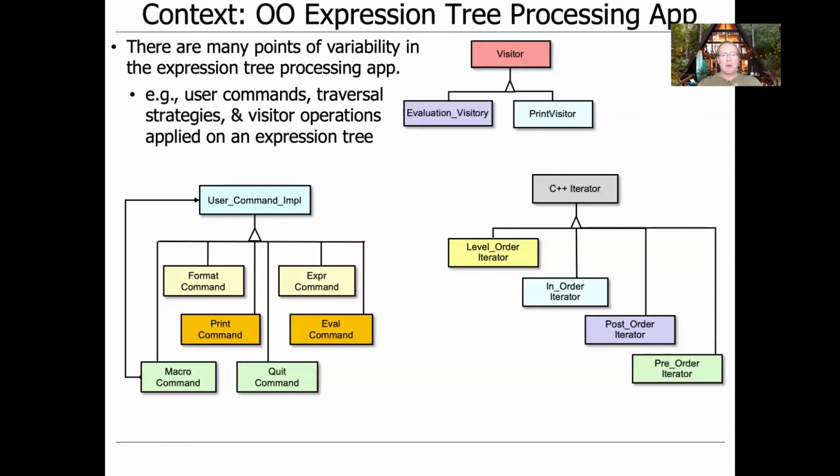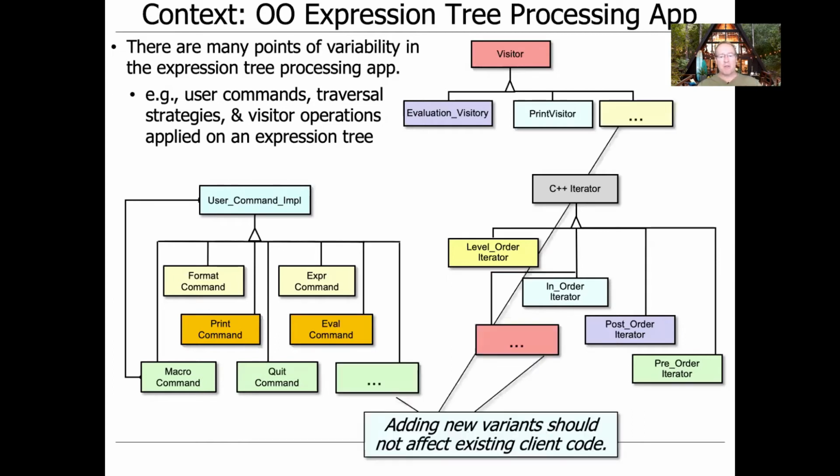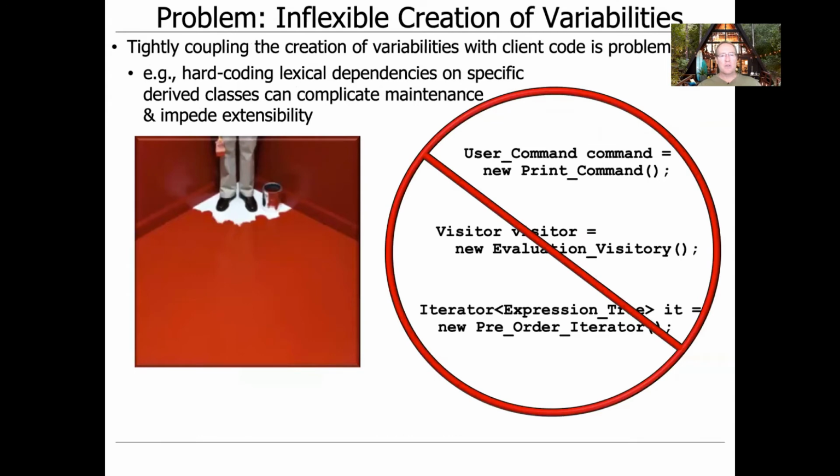So here's just a little bit more detail about all the different types of variabilities. We can have all those different types of user commands. We can have a bunch of different types of C++ iterators. We can have a bunch of different types of visitors. And rather than hard coding those things, we're going to make them creatable by factories. And the reason why this is so important is we want to be able to add new variants to our implementations without affecting the client code that uses the variants in whatever way they need to be used.